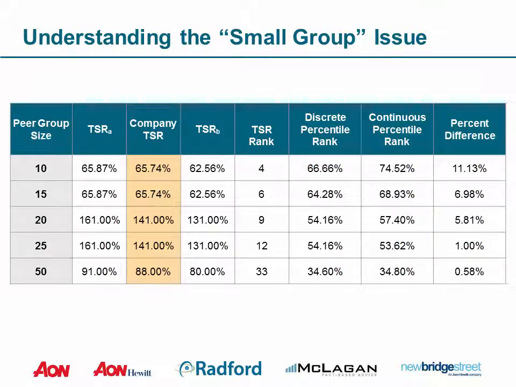The problem with small changes in TSR leading to big changes in payout is a function of the peer group size. You can see that the two percentile rank calculation methods converge as the size of the peer group increases.